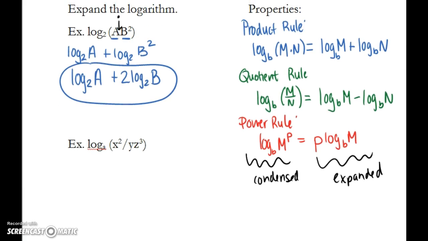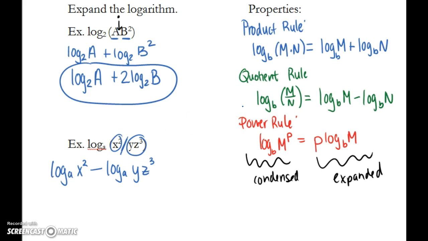Our second example is log base a of x squared divided by yz to the third. Now notice there's division here between x squared and yz to the third. So when two things are being divided, we can split it into two logs with the operation of subtraction. That's the quotient rule. So this becomes log base a of x squared minus log base a of yz cubed.